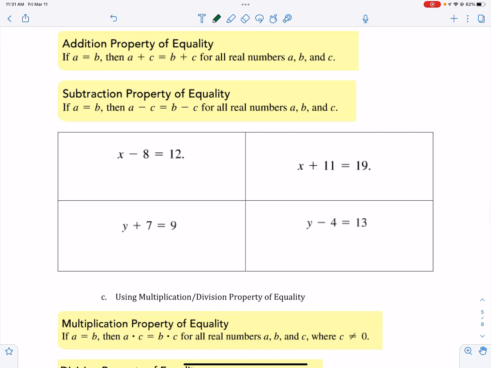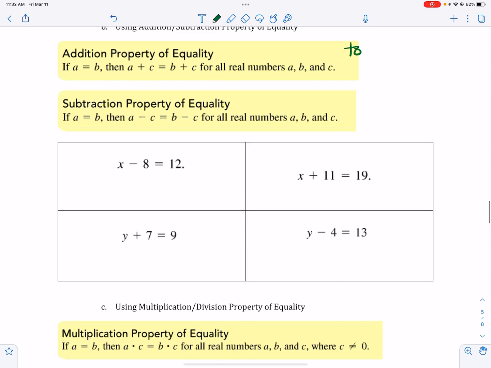Now, when we solve equations, we're actually trying to get the variable all by itself. So what I like to do is read this problem in words and then show you that what we're doing is the reverse process. So to undo addition, we use subtraction. And to undo subtraction, we use addition. We always use the opposite.